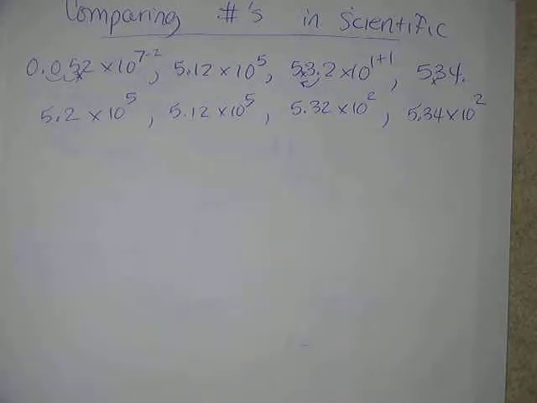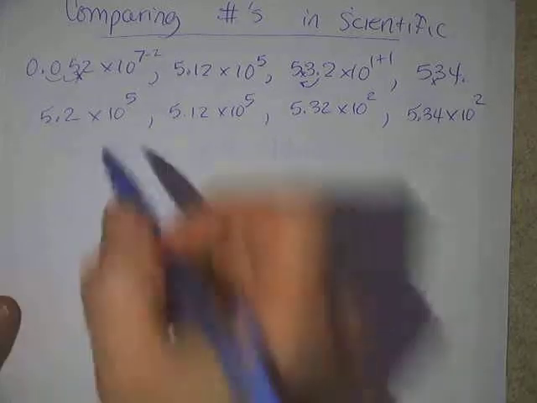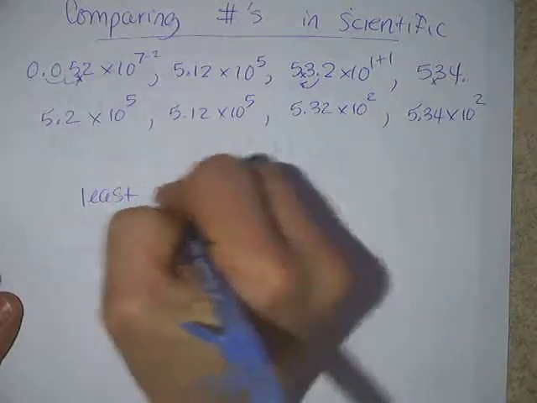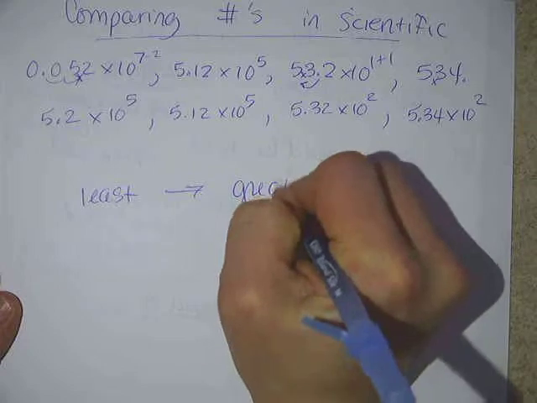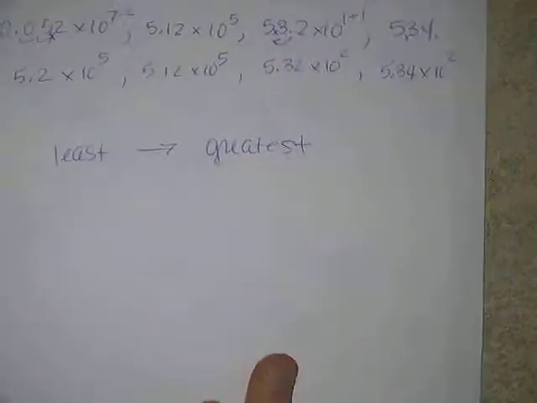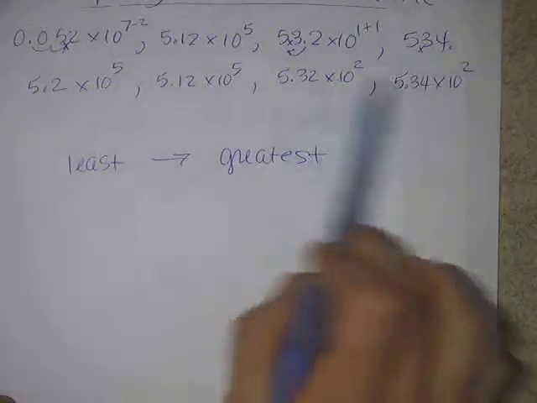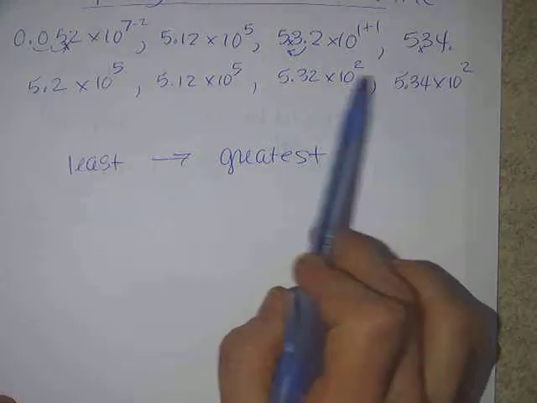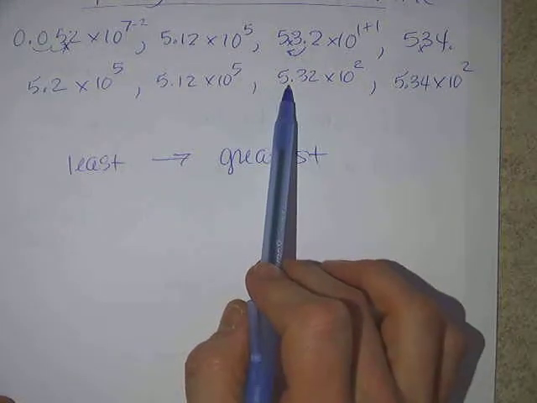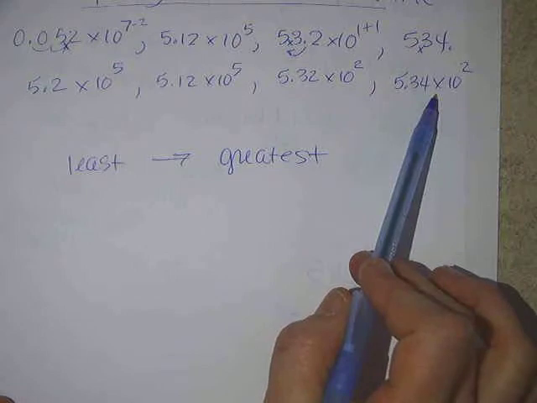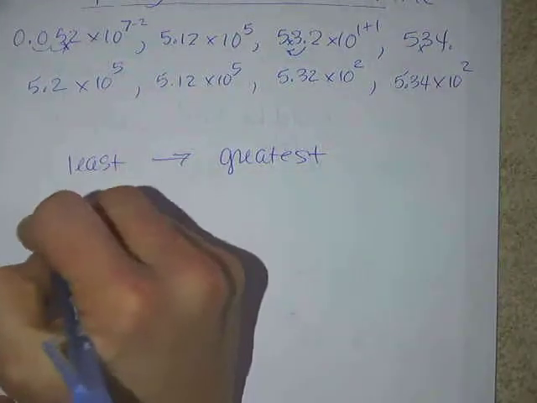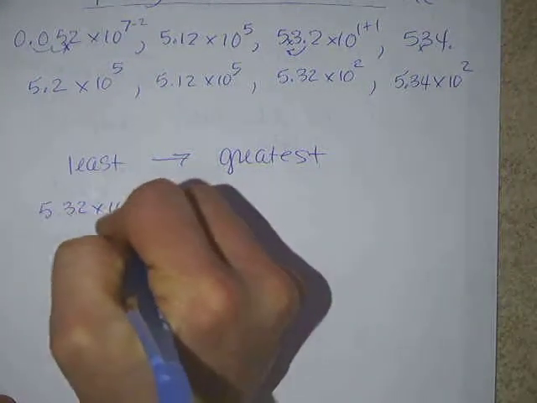All right, so now we're comparing things we can compare. We're going to do least to greatest. Okay, which one should be the smallest? 5.32 times 10 to the second. Yeah. Now you've got 2 that are 10 to the second. The smaller number then is really the smaller number between these 2.